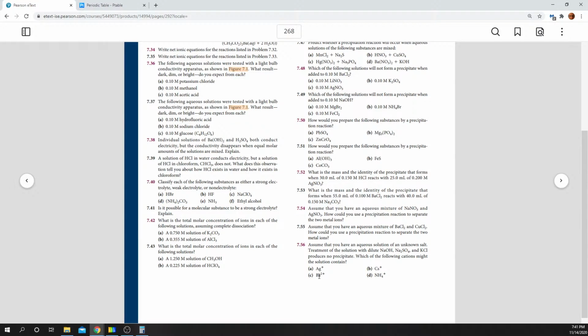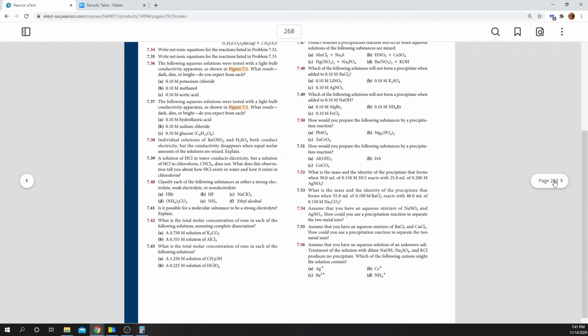Barium would produce a precipitate with sulfate, so not barium. NH4 would also not produce anything. So it could be either cesium or ammonium, but not silver or barium. Silver would form a precipitate with the potassium chloride. Barium would produce a precipitate with the sodium sulfate.